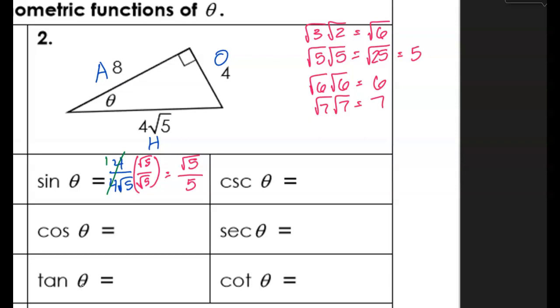Okay, so let's try it again with cosine. Cosine is CAH, A over H. That's 8 over 4 square root 5. Right? I'm just looking at this. So CAH TOA. The CAH is what I'm dealing with now. A over H. Now, what do I have to do first here? What's the easy peasy part?